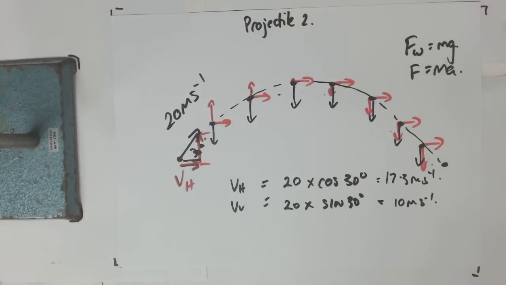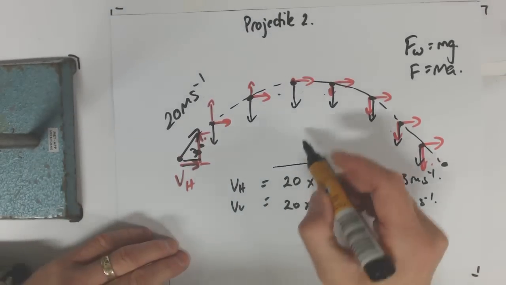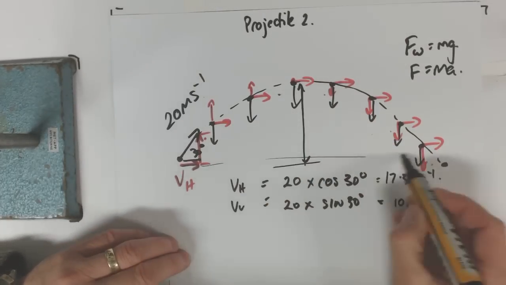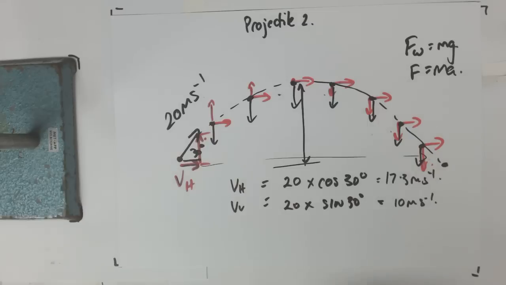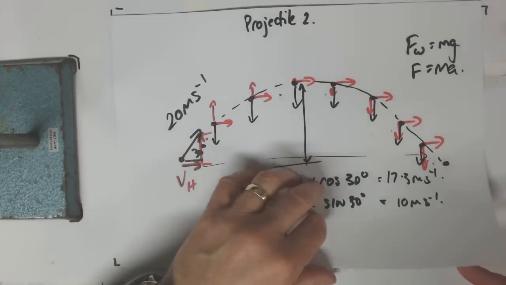So now we've broken it into our components, we can start to calculate things. What do we want to calculate? Well, we want to calculate the height it goes to. We want to calculate the range. Also, once we get the height, we can get the time it takes to get up to that height. So that's the next thing to do.